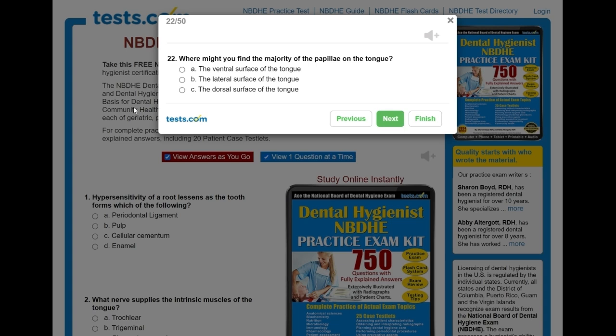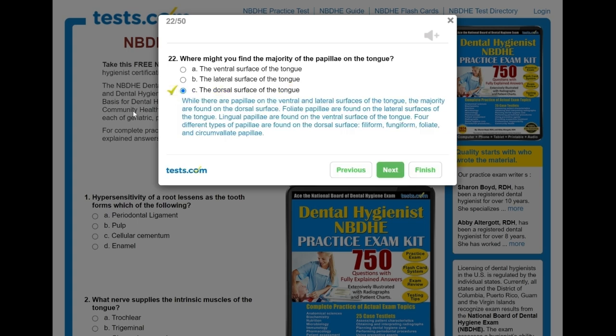Question 22. Where might you find the majority of the papillae on the tongue? A. The ventral surface of the tongue. B. The lateral surface of the tongue. C. The dorsal surface of the tongue. C. The dorsal surface of the tongue.